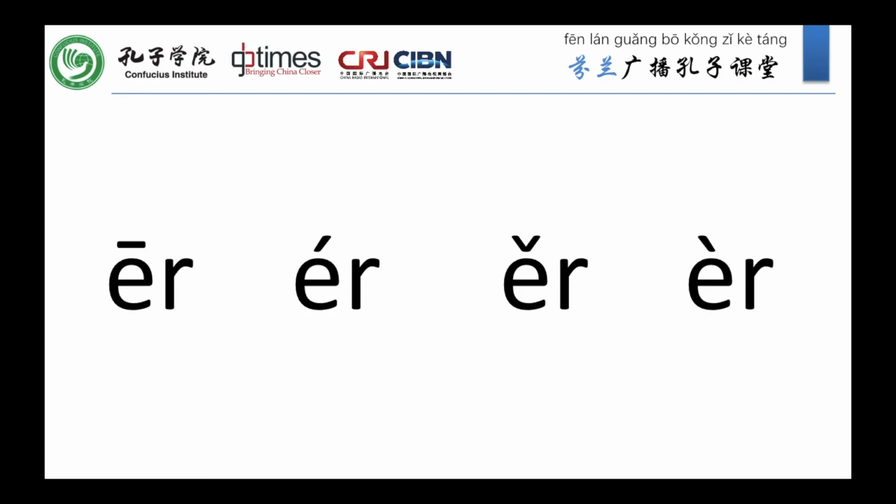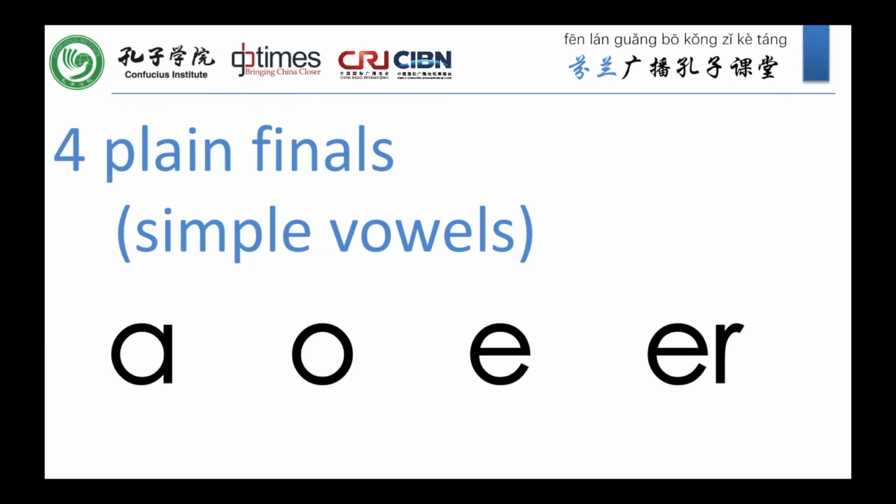In recap, today we learned four plain finals: A, O, E, R. When you produce this sound, mindfully feel the shape of your mouth, which is vital to make sure that you are making the right pronunciation.